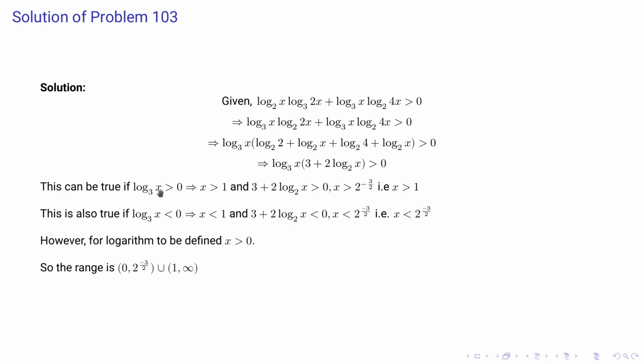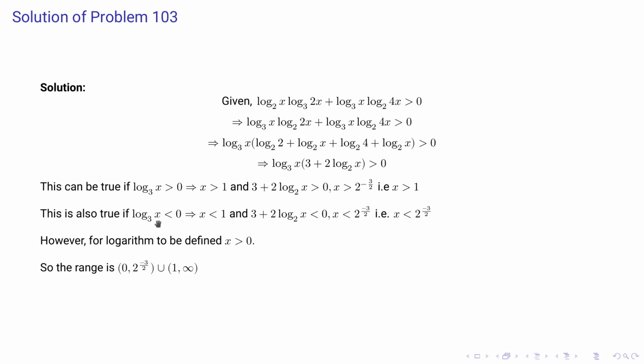So if log of x with base 3 is greater than 0, then x has to be greater than 1. And then 3 plus 2 log of x with base 2 has to be greater than 0. That is, x is greater than 2 to the power minus 3 by 2. So combining these two, we find that x should be greater than 1.